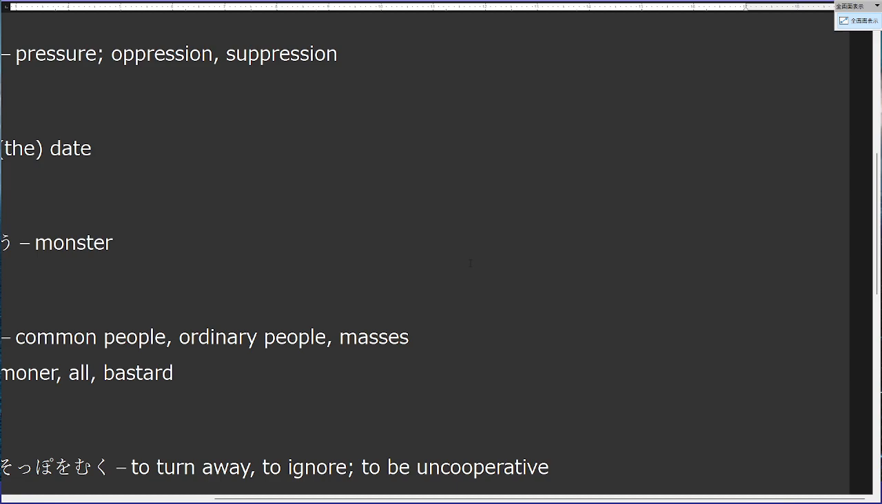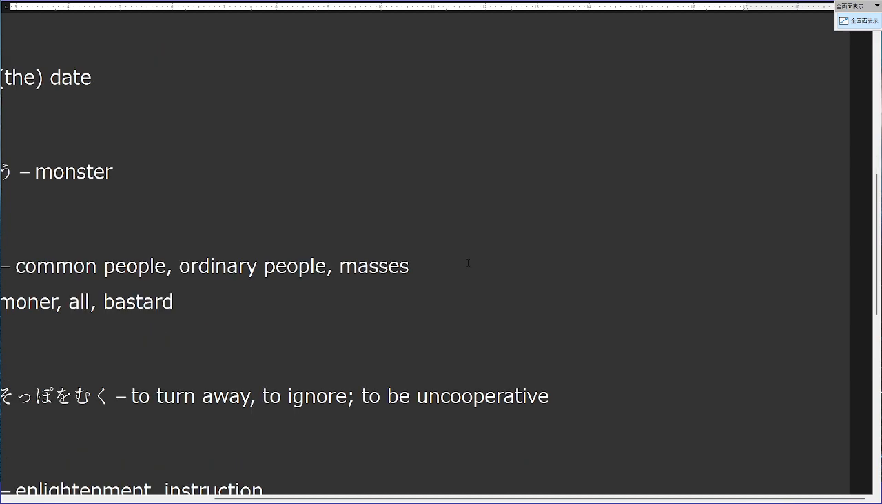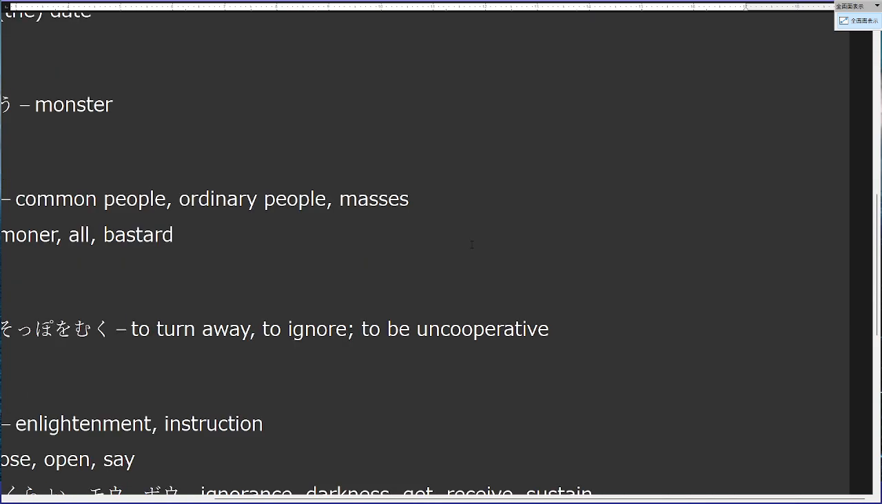Pressure, oppression, or suppression is appaku. Atsu on the left side for pressure, and semaru on the right side for closing in or pressing. So appaku is oppression or pressure. The date is the month and day, or gappi. Gappi is the date. A monster is a suspicious beast, or a kaiju. A kaiju is a monster.